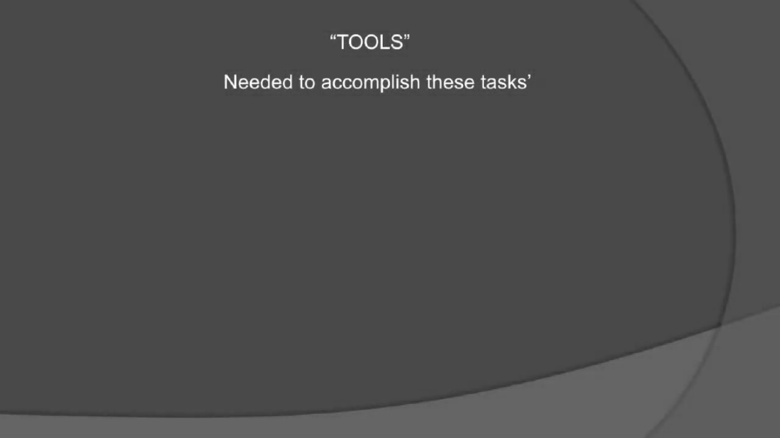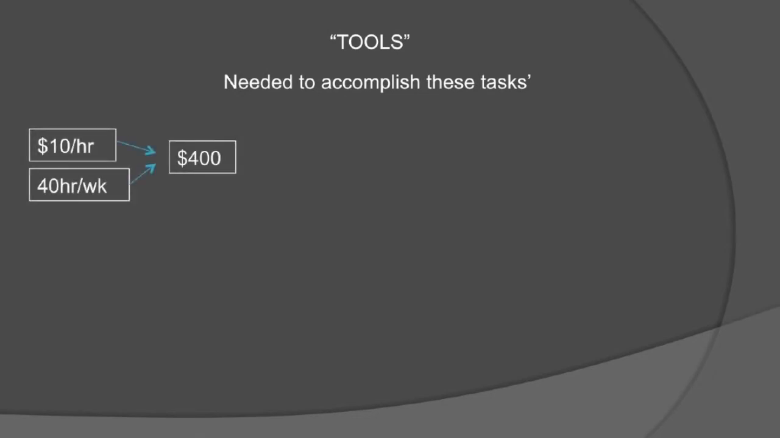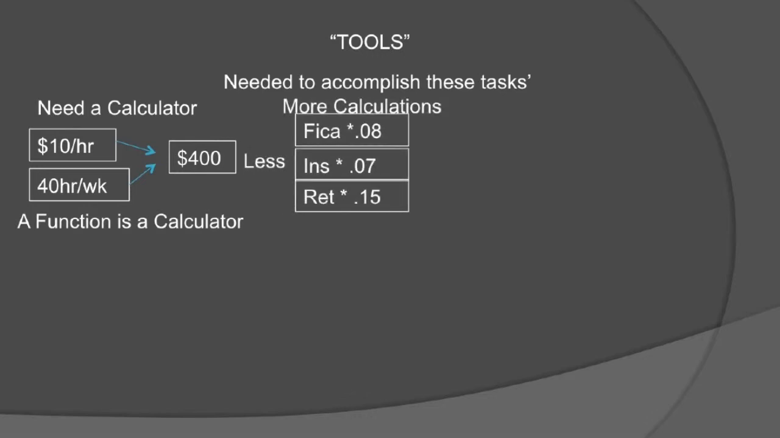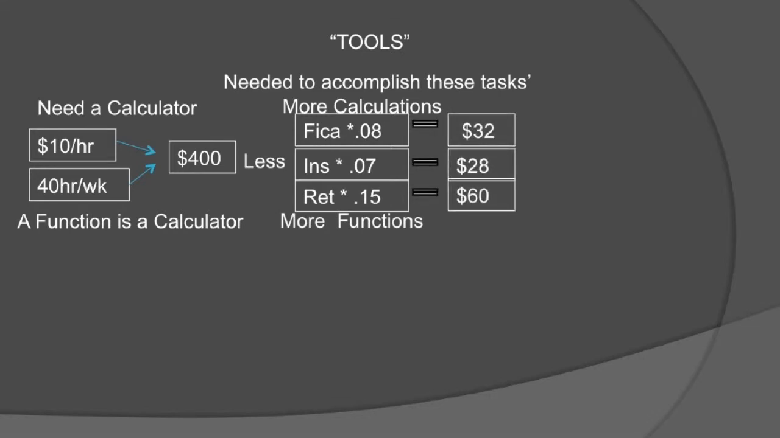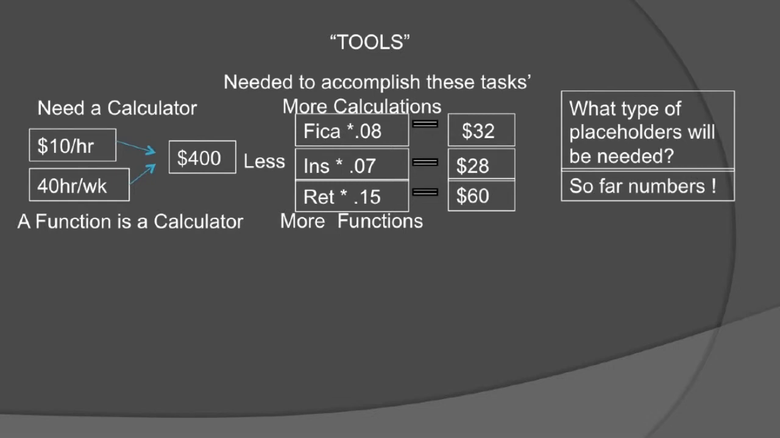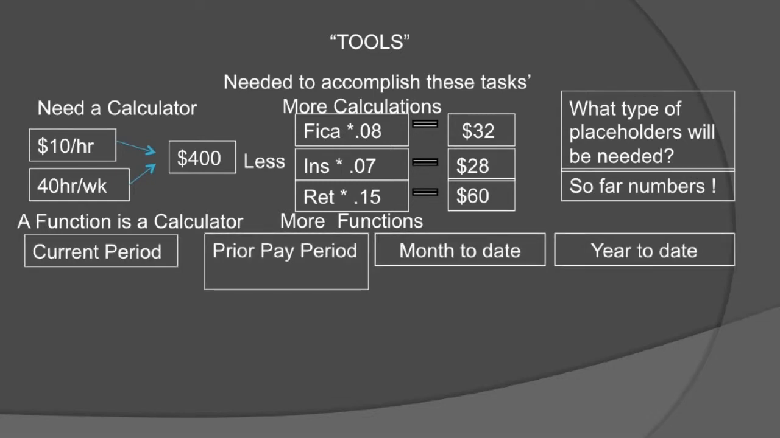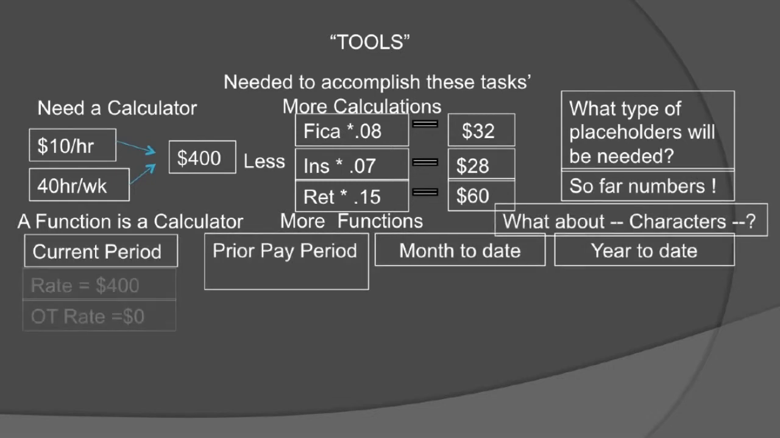Now, what tools do we need to accomplish this? Well, if we're going to do the $400, you need a calculator. And this is where a function comes in. And if you do more calculations, you're going to need more functions. And as this continues, you'll notice that you have all these items that you have to manage. Now, so far we've been talking about numbers, but you will need labeling mechanisms to capture all this, and that's where the characters come in.